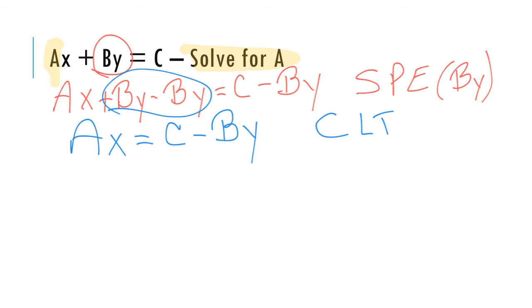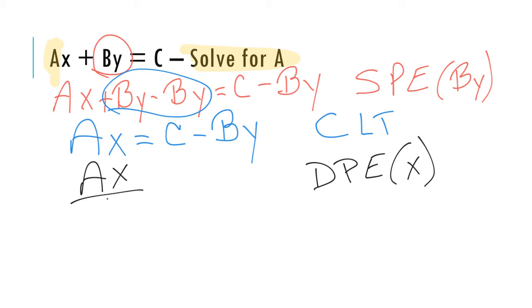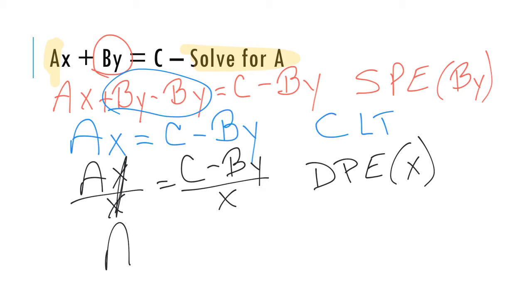Next, I still need to get this x away from my a. Well, those two are multiplied together. The opposite of multiplication is division. So I'm going to use my division property of equality, and I'm just going to divide by x. So I have ax divided by x equals c minus by divided by x. Well, here, these will cancel. I get a equals c minus by divided by x. Well, that's the end of that. I'm done. Or am I?